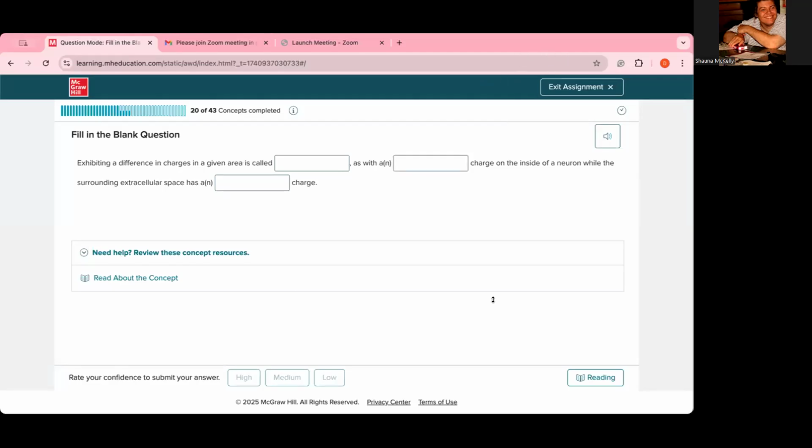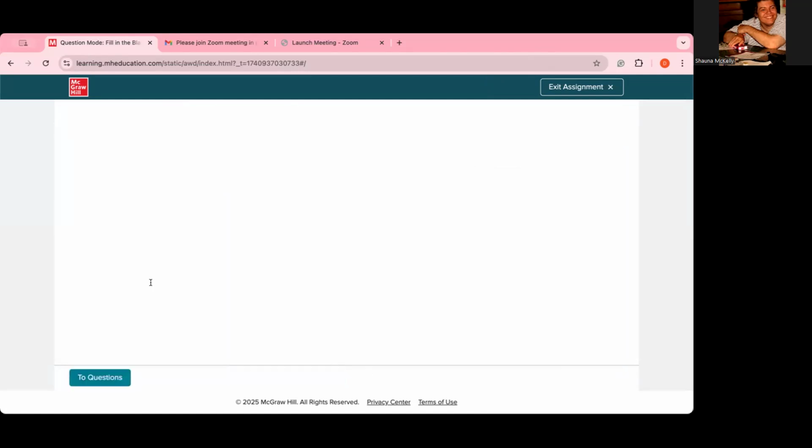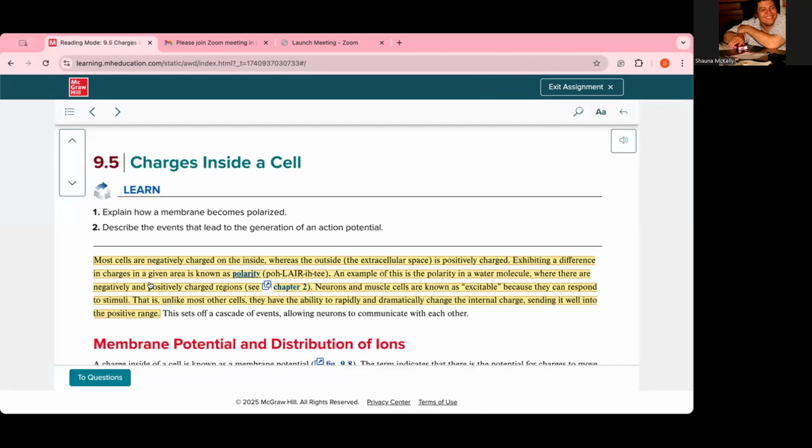Exhibiting a difference in charges in a given area is called blank. As with blank charge on the inside of a neuron, I don't know at all. Most cells are negatively charged on the inside, whereas the outside, the extracellular space, is positively charged. Exhibiting a difference in charges in a given area is known as polarity.